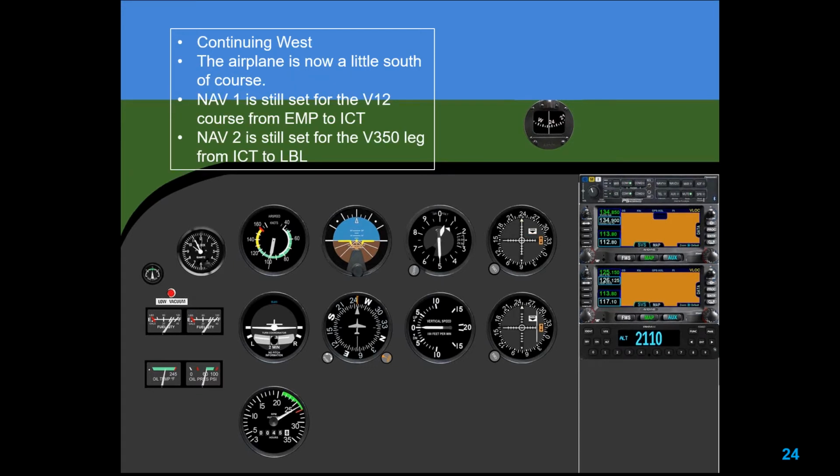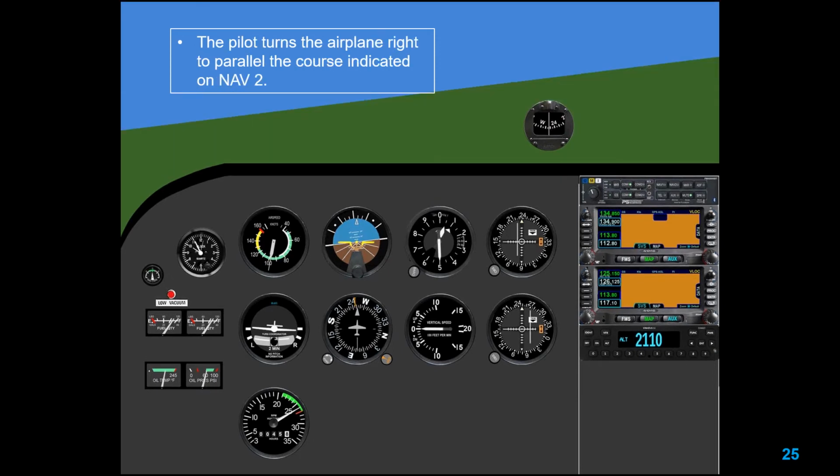Continuing west, the airplane is now a little bit south of course. Nav 1 is still set for the Victor 12 course from Emporia to Wichita. Nav 2 is still set for the Victor 350 leg that goes from Wichita to Liberal. A right turn is required to take up the new course. Pilot turns the airplane right to parallel the course indicated on Nav 2.